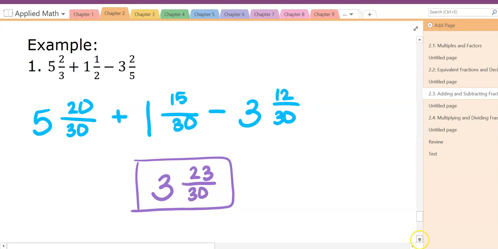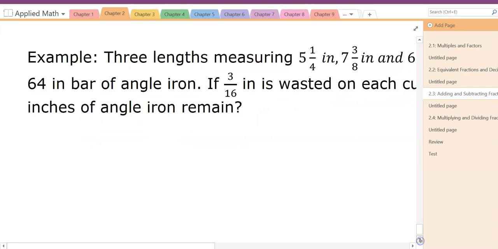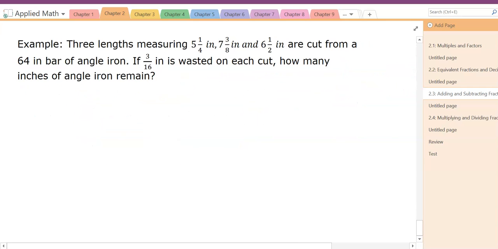Okay, we've got one more problem, and then we're done. 3 lengths measuring 5 1/4 inches, 7 3/8 inches, and 6 1/2 inches are cut from a 64-inch bar of angle iron. If 3/16 of an inch is wasted on every cut, how many inches remain?